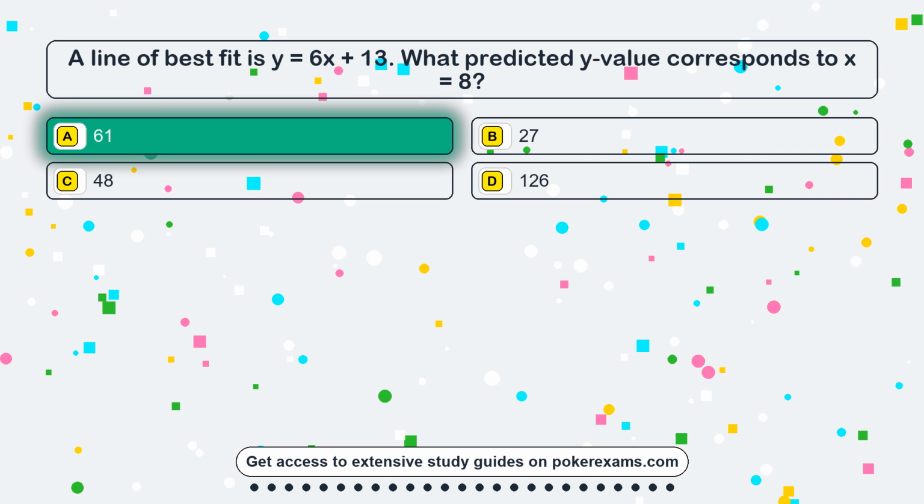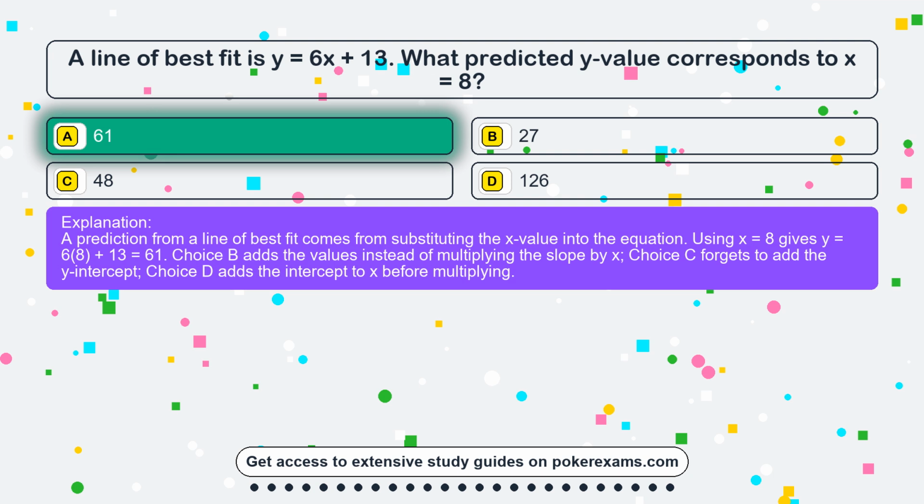The correct answer is option A. 61. A prediction from a line of best fit comes from substituting the x-value into the equation. Using x = 8 gives y = 6(8) + 13 = 61. Choice B adds the values instead of multiplying the slope by x, choice C forgets to add the y-intercept, choice D adds the intercept to x before multiplying.